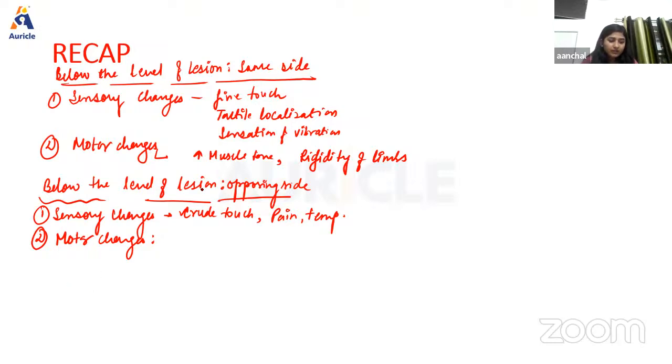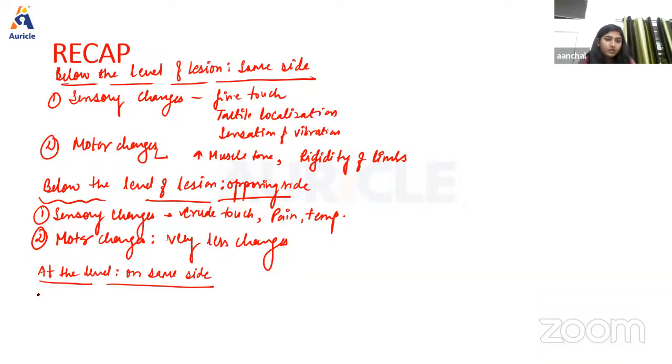Now next we have the effect of hemisection or Brown Sequard syndrome of spinal cord at the level of lesion, on the same side. So first, we're going to discuss the sensory changes, and then we have motor changes again.